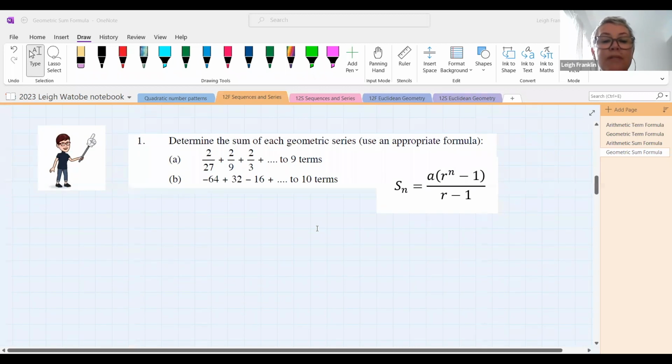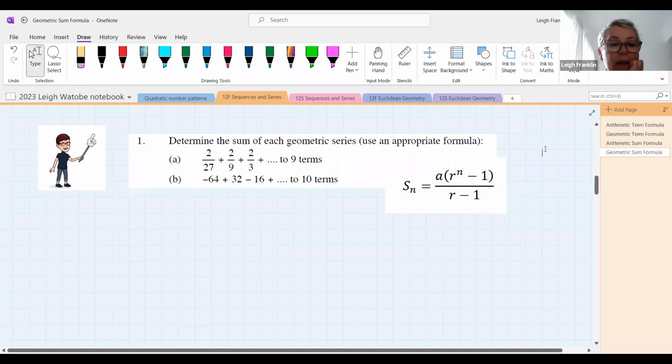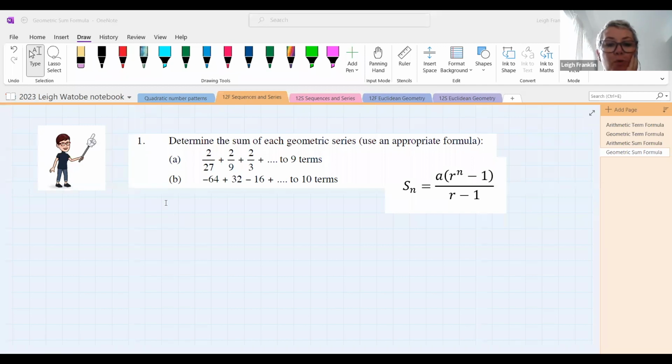All right, so determine the sum of each geometric series using an appropriate formula, which is this one over here. And you can choose: are you going to do question A or question B? You are calculating SN. We're going to give you 5 minutes and then we're going to talk about the answers.